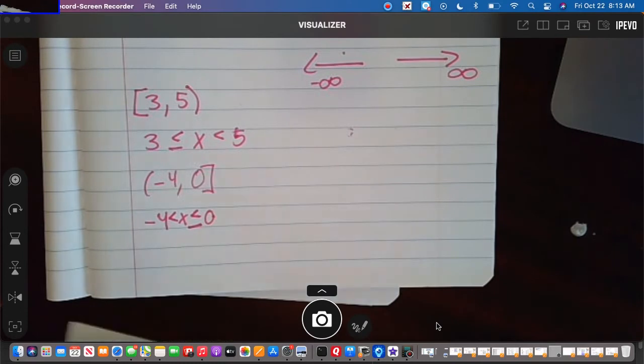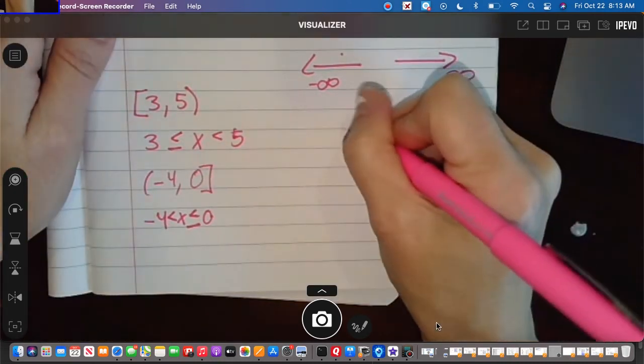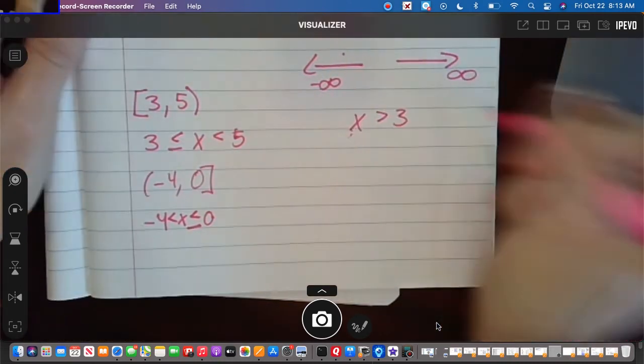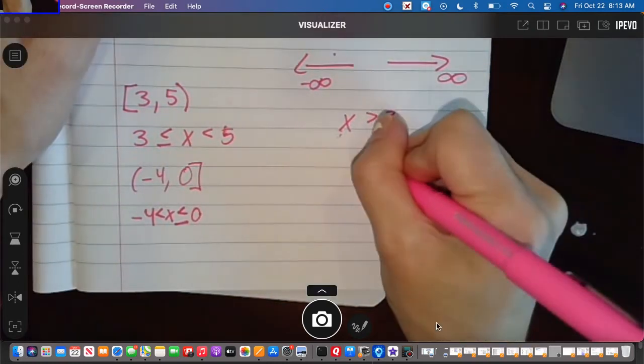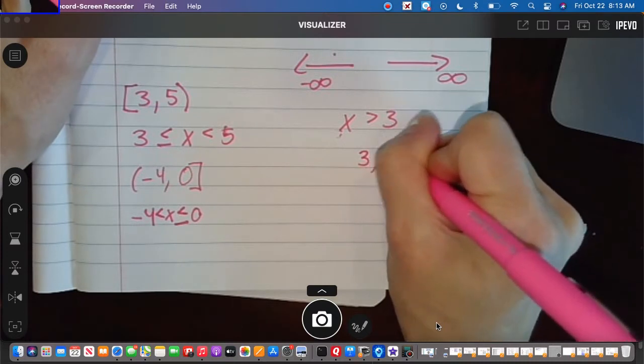Then it said, okay, it wanted us to start the other way. If I have x is greater than 3, what is that in interval notation? What number am I looking at? 3 and positive infinity, right? Does everybody understand that? When it's greater, it's positive infinity. So I'm going to write that, 3 and positive infinity.